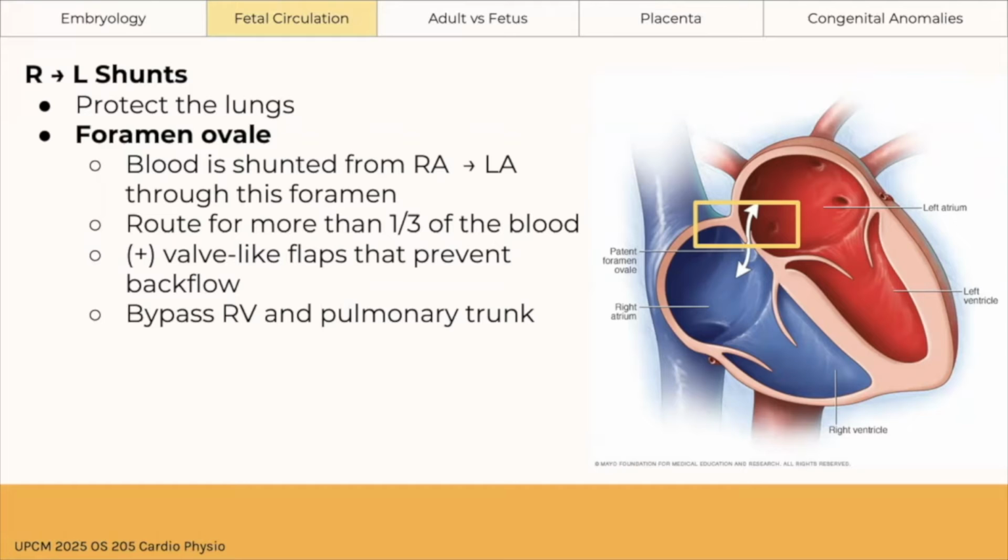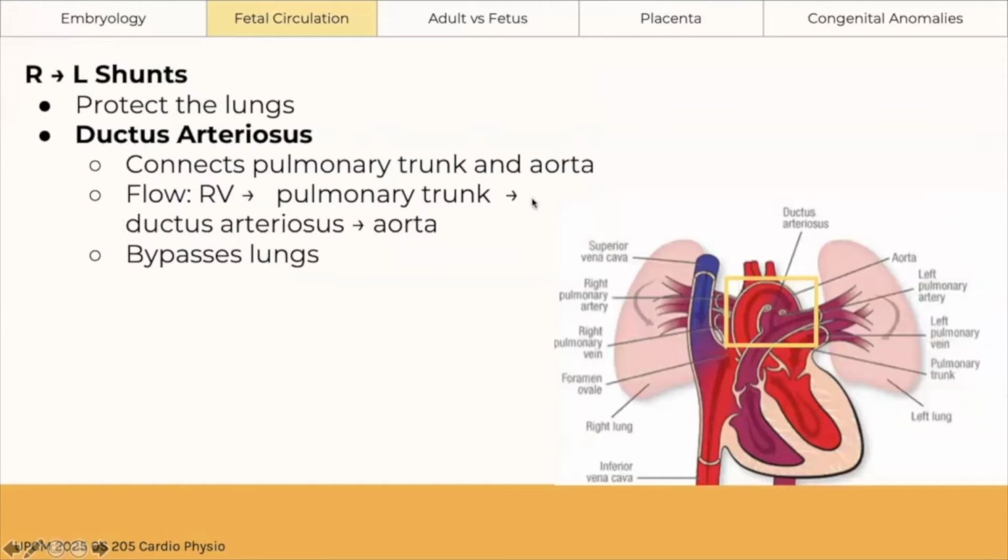So imagine the blood flowing from here to your right atrium bypasses your right ventricle and your pulmonary trunk, and therefore your lungs. So it goes straight to the left atrium, to the left ventricle, to be pumped to the aorta. It also has a valve here that prevents backflow from your left atrium to your right atrium.